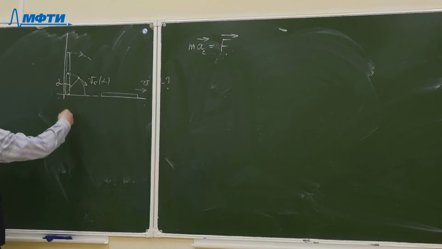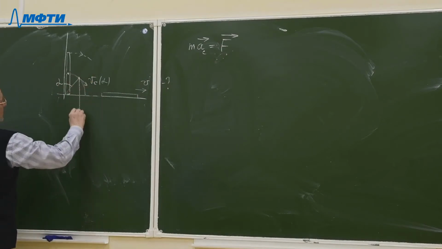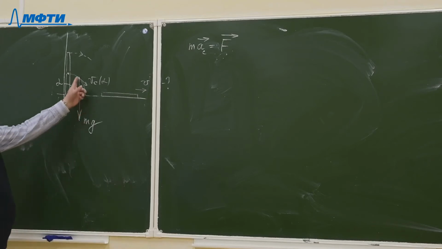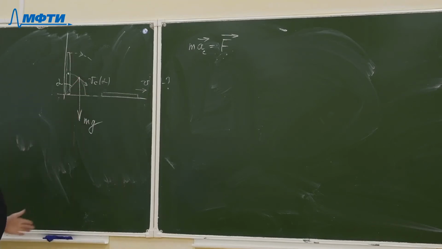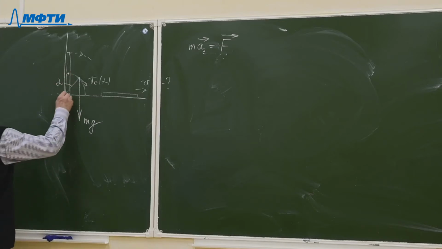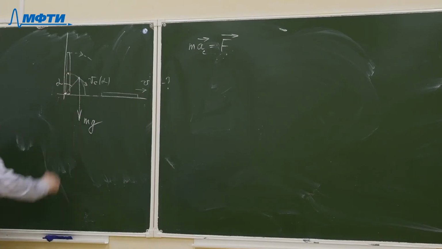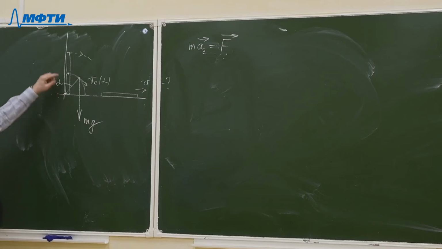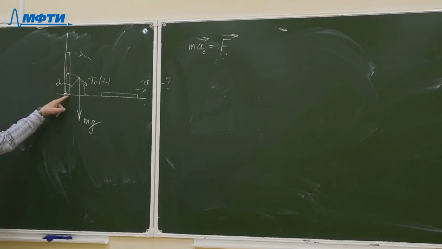What forces act on this plate? First of all, mg, the weight of the body, which is applied to the center of mass and pulls it downward. And secondly, there is some force of reaction in this point. We know very little about this force, about the force which acts on the plate from the floor and from the wall. But there is some force, surely. We know that.